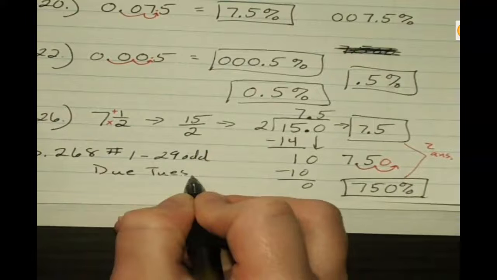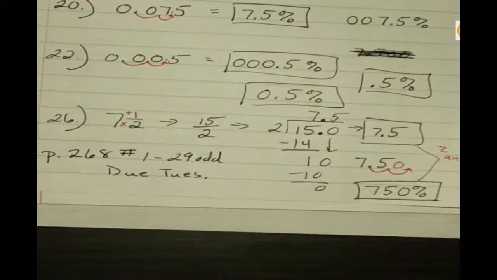Due Tuesday. Okay, how many more days till Christmas? 9.5. Till Christmas or Christmas break? Till Christmas break. Christmas break is 9.5.